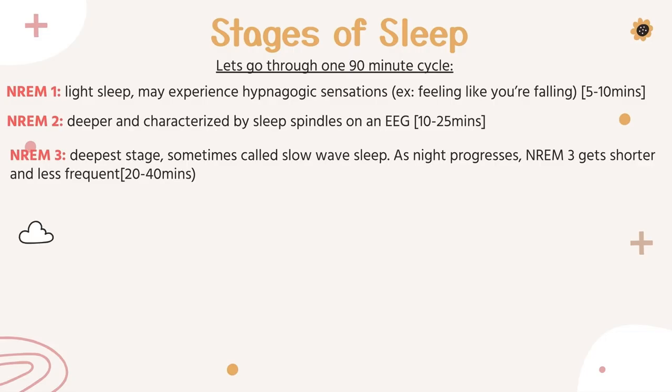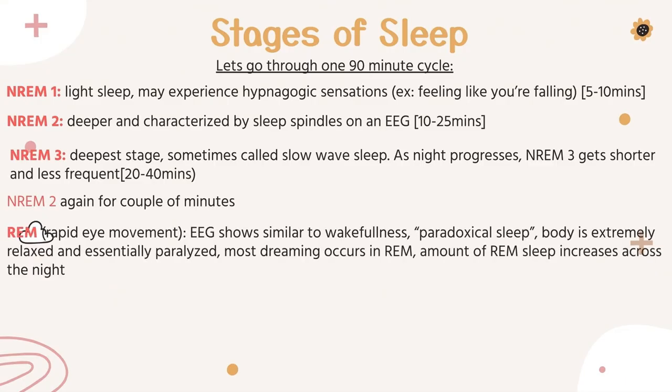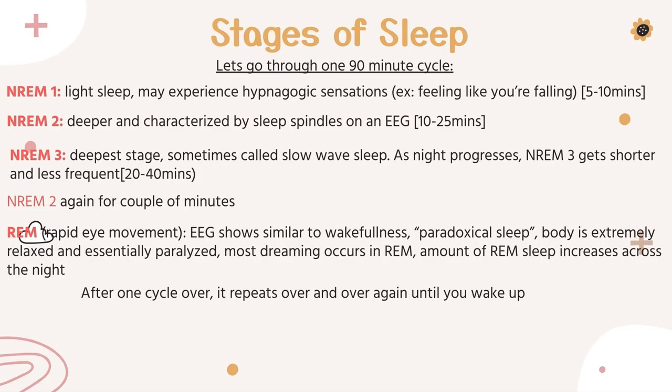As the night progresses, NREM3 gets shorter and less frequent. Then it re-enters NREM2 again for a couple of minutes, and then it reaches REM, rapid eye movement. The EEG shows a pattern similar to wakefulness. The body is extremely relaxed and essentially paralyzed. Most dreaming occurs in REM. The amount of REM sleep increases across the night. After one cycle is over, it repeats over and over again until you wake up.